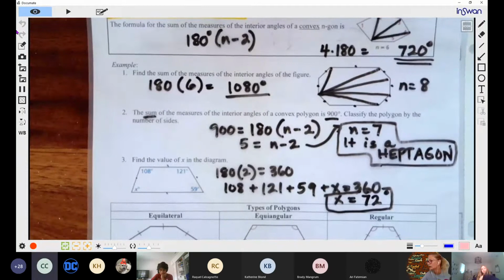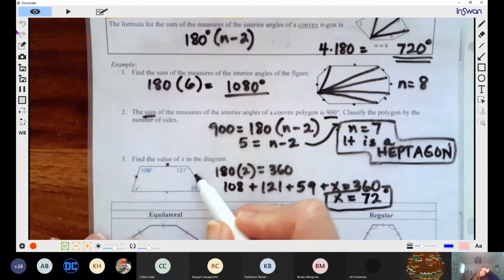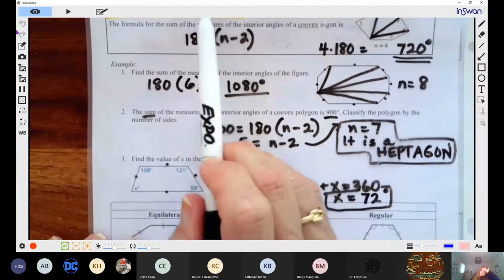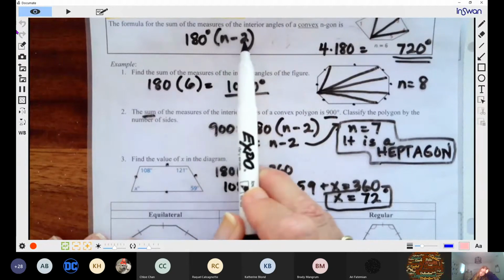Yes, it is. Who is Chloe? Yeah, can you explain where you got 2 again? Oh, sure. So 1 side, 2 sides, 3 sides, 4 sides. And this is a convex polygon. So my formula is 180 times 4 minus 2.